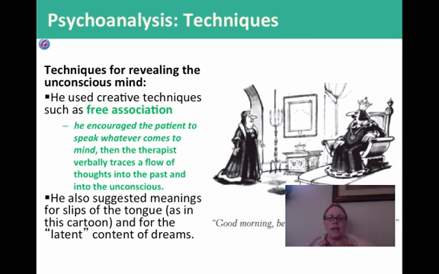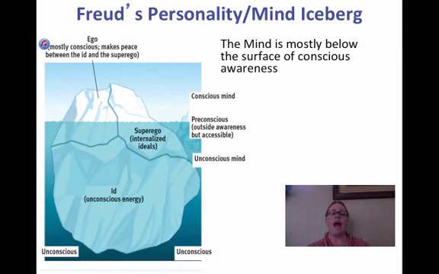Because remember, he said everything was in the unconscious, we don't have conscious awareness of it. So then he had to figure out, well, how can we have access to it if it's not a conscious thing? And so free association was kind of the basis of a lot of his techniques. Now, how did he structure his personality? Well, he structured it kind of like an iceberg, as a good way to visualize it.